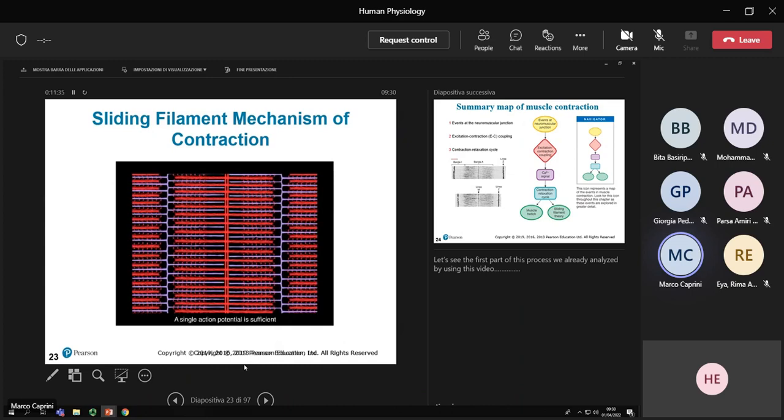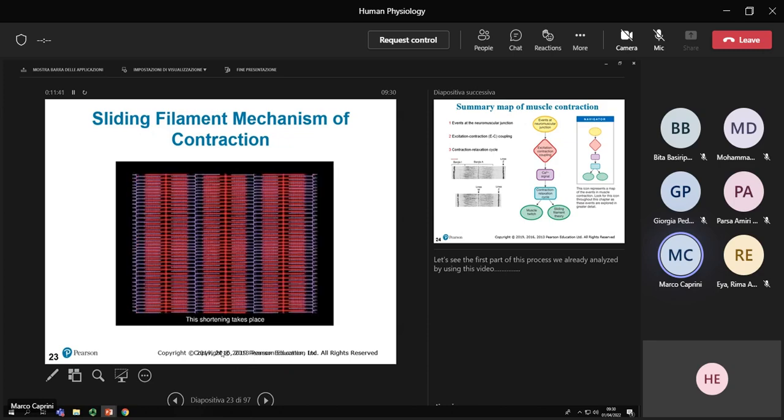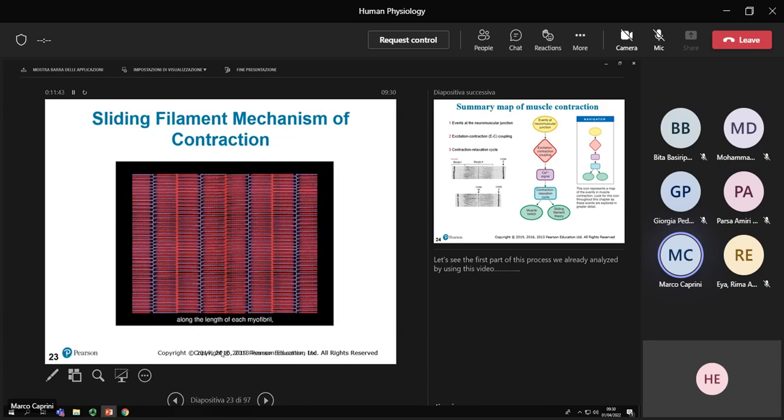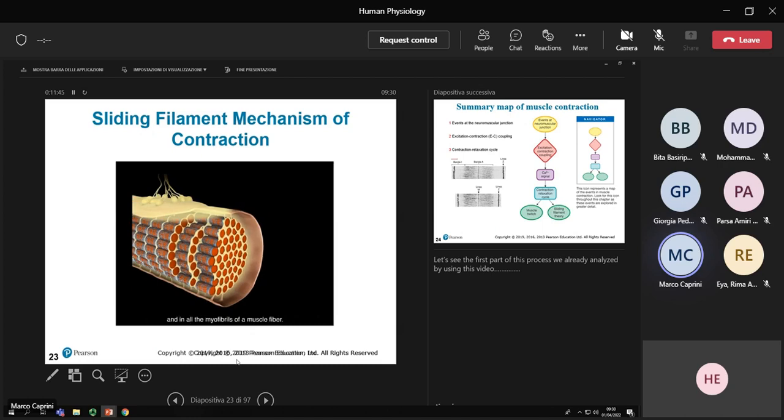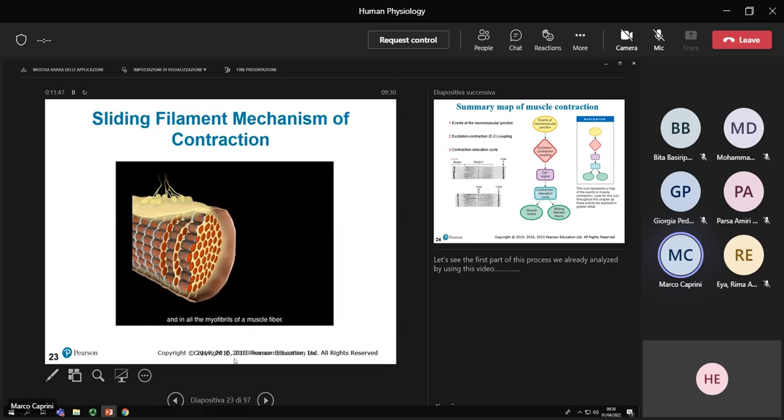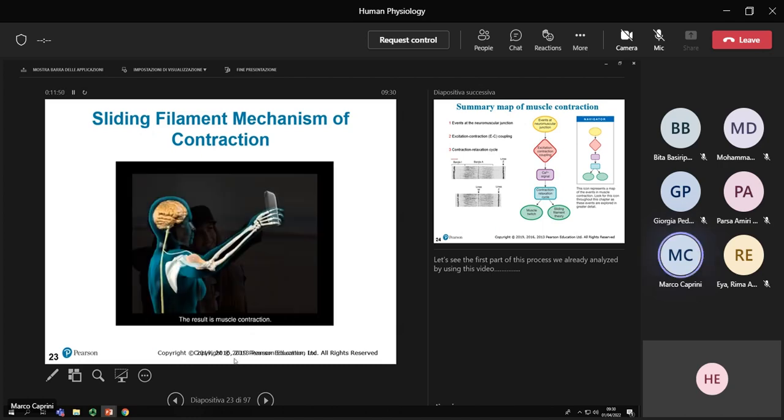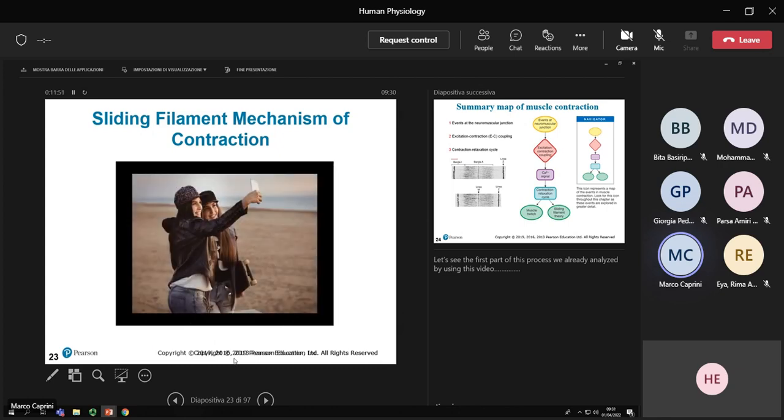A single action potential is sufficient to stimulate many cross-bridge cycles. This shortening takes place in all the sarcomeres along the length of each myofibril, and in all the myofibrils of a muscle fiber. The result is muscle contraction.